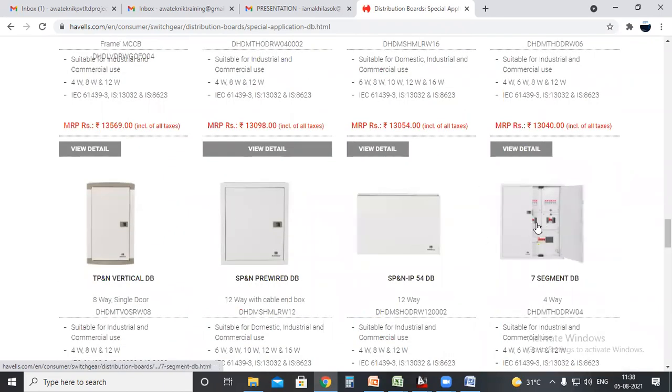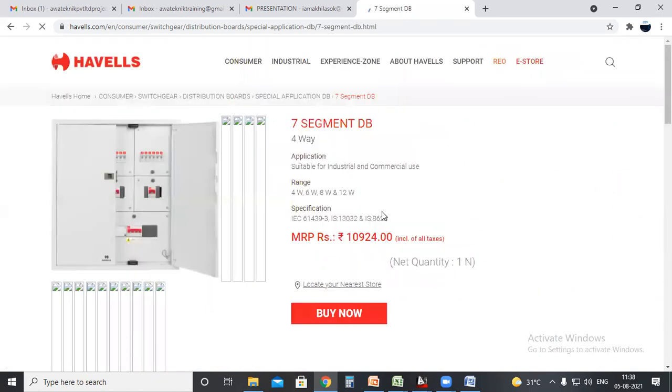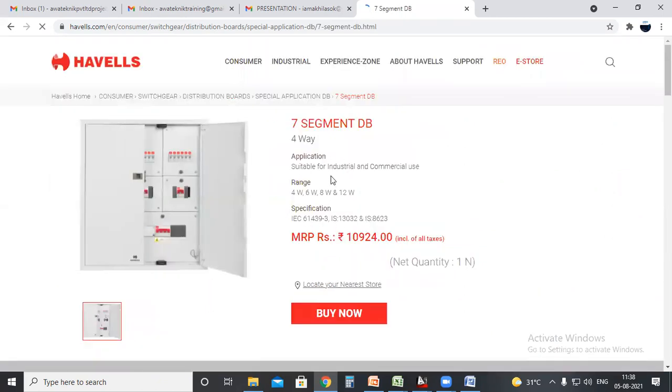So in this picture, it is not fully open, but I can explain that. So this is a 7-segment DB, which means you will be having 1, 2, 3. Here also we will be having another section, 4, 5, 6. Here also we will be having 2 pole isolators and the common incomer, so main incomer. 1, 2, 3, 4, 5, 6, and finally the main incomer part. That is why it is known as 7-segment DB.